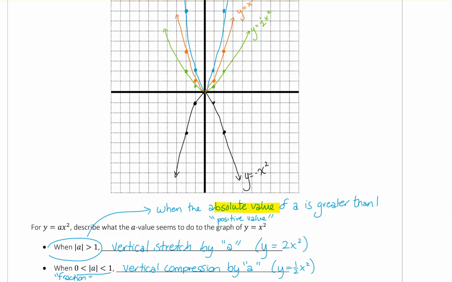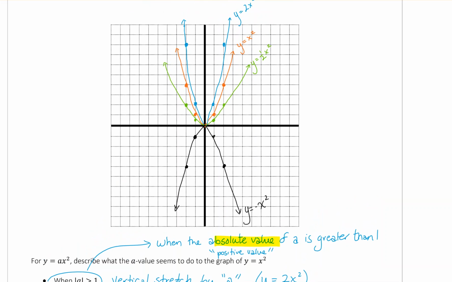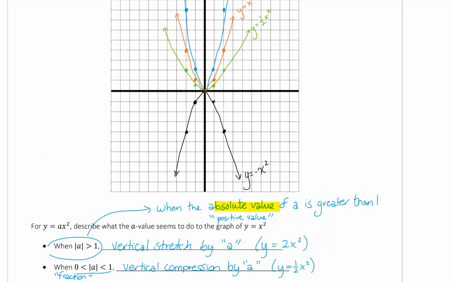So a stretch, you can envision that you've grabbed the top and the bottom of the parabola and you just pull it apart, which stretches it out, whereas the compression, which is the function in green, you've taken the top and the bottom of the parabola and you've pushed it together like you're making a sandwich and you've squished it, and that would be a compression.